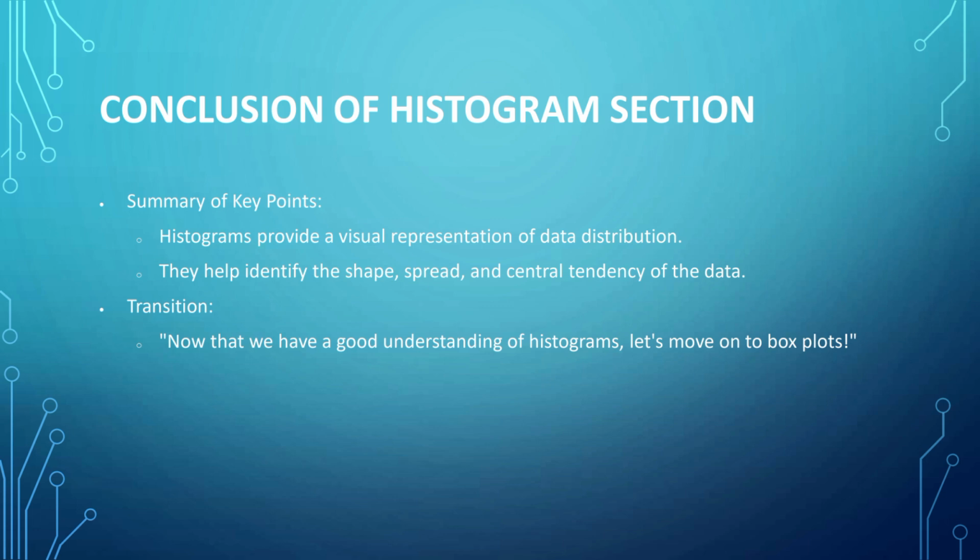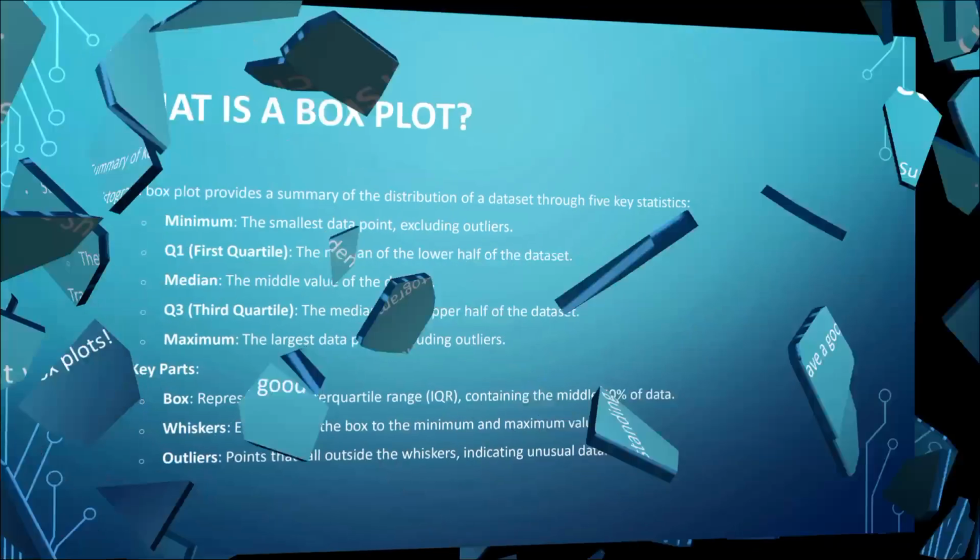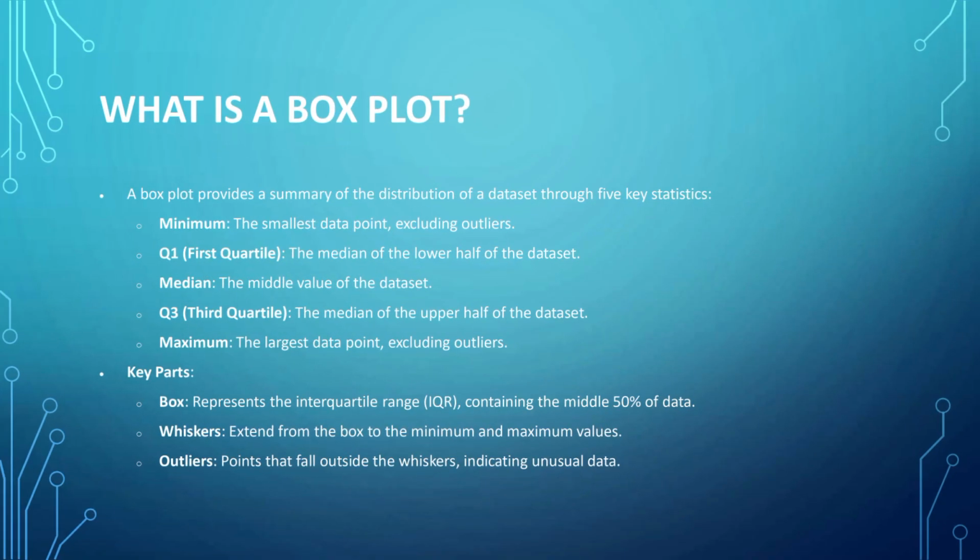They allow us to identify the shape, spread, and central tendency of our data. Now that we have a good understanding of histograms, let's move on to box plots. A box plot is an essential visualization that summarizes the distribution of a dataset using 5 key statistics.